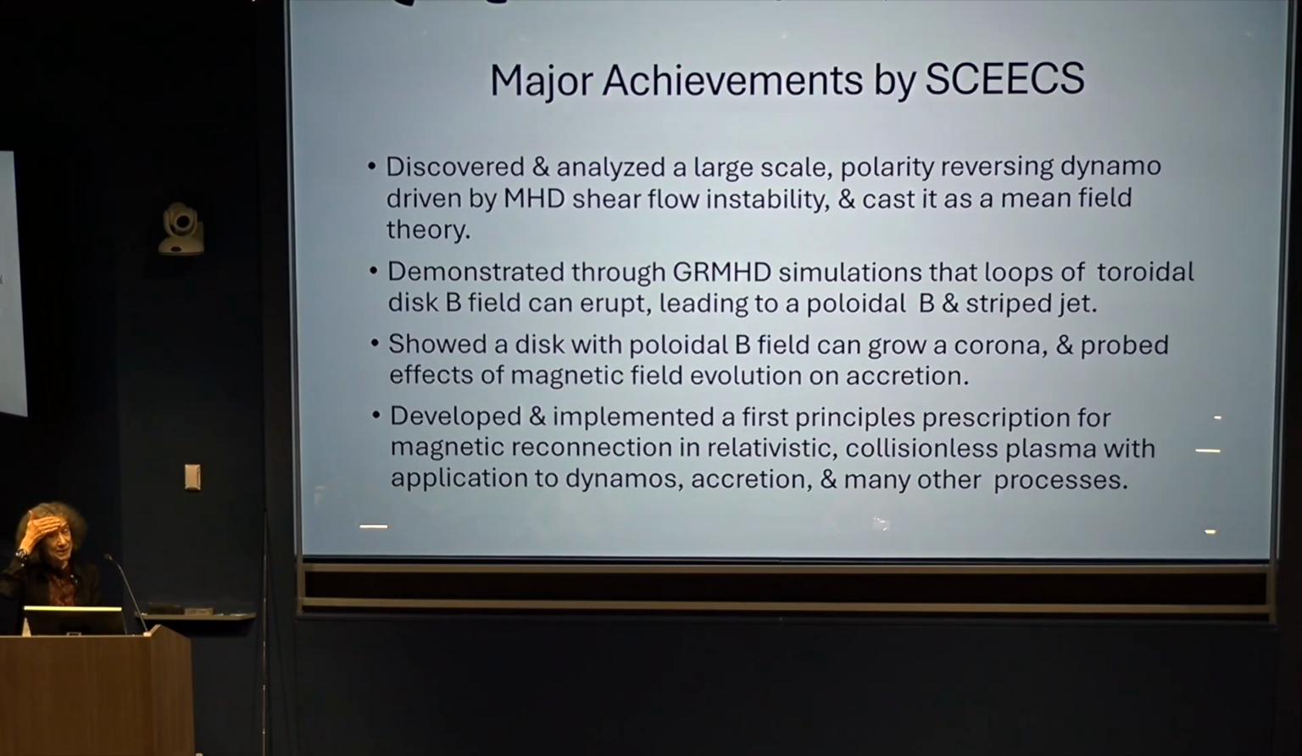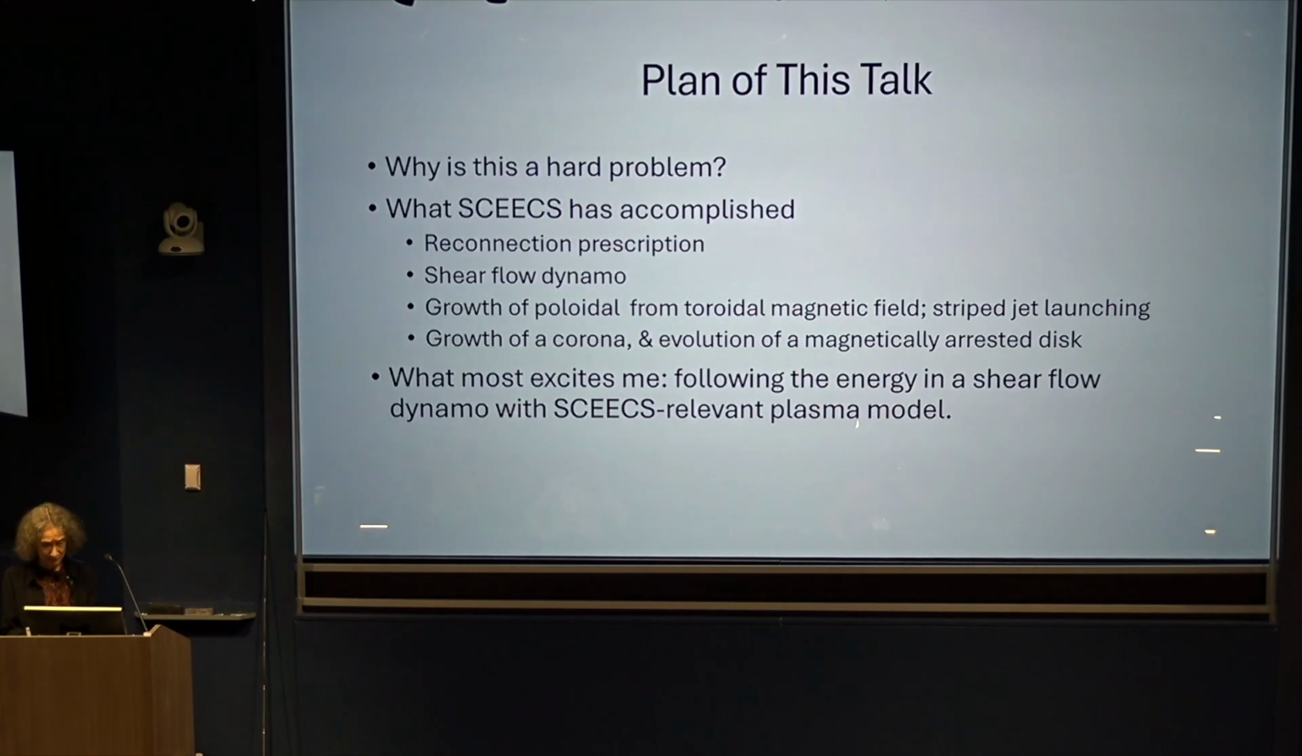And a lot of this was enabled by the development of really a first principles prescription for magnetic reconnection in relativistic collisionless plasma. This has already been alluded to several times, so I won't be the first one to talk about it, but it is a cross-cutting achievement in itself that impacts many aspects of what we do. So these are the main things that I will talk about.